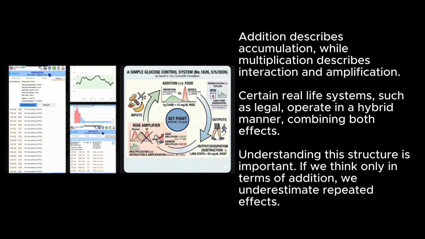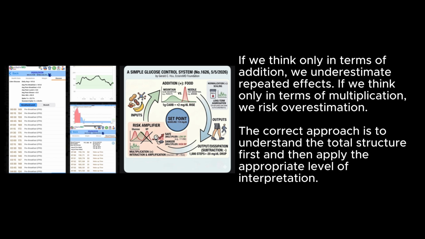If we think only in terms of addition, we underestimate repeated effects. If we think only in terms of multiplication, we risk overestimation. The correct approach is to understand the total structure first and then apply the appropriate level of interpretation.